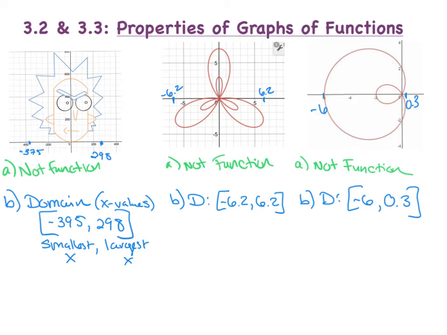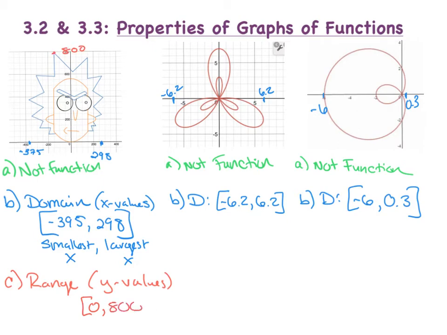Okay, next thing, let's talk about the range. So I'm going to do range in red. Now, you probably remember that the range is the y values. Since there's an infinite number, I'm going to write these in interval notation again. So let's see, for our first graph here of this angry face, the smallest this graph goes in the y direction is 0. It starts at his chin at y equals 0. So the smallest y is 0, and the biggest y is, you can't see that, but that's at 800.